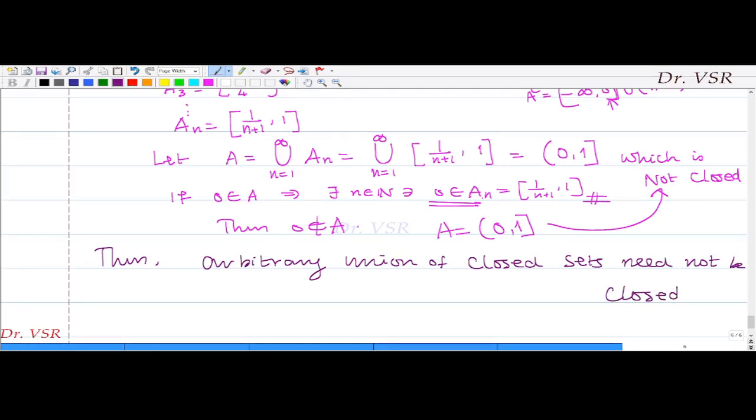Okay, so let capital X be a metric space. This is a metric space, and let M, a subset of X, be a subspace. This is a subspace.